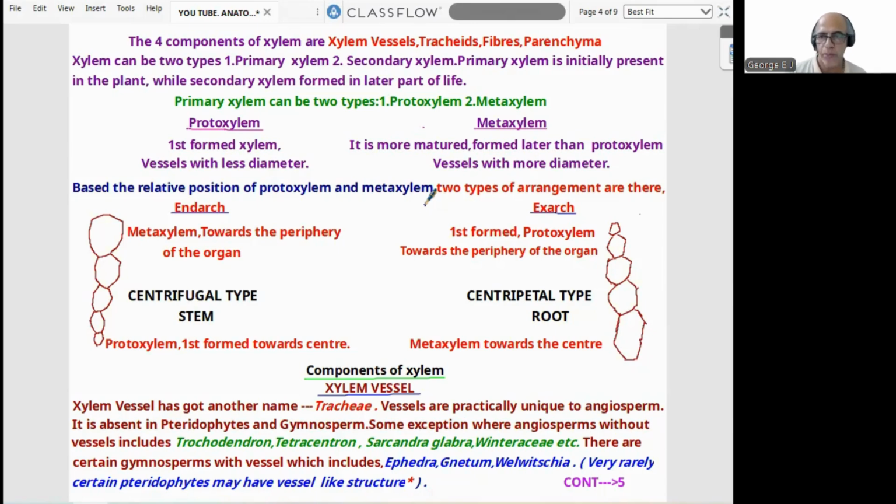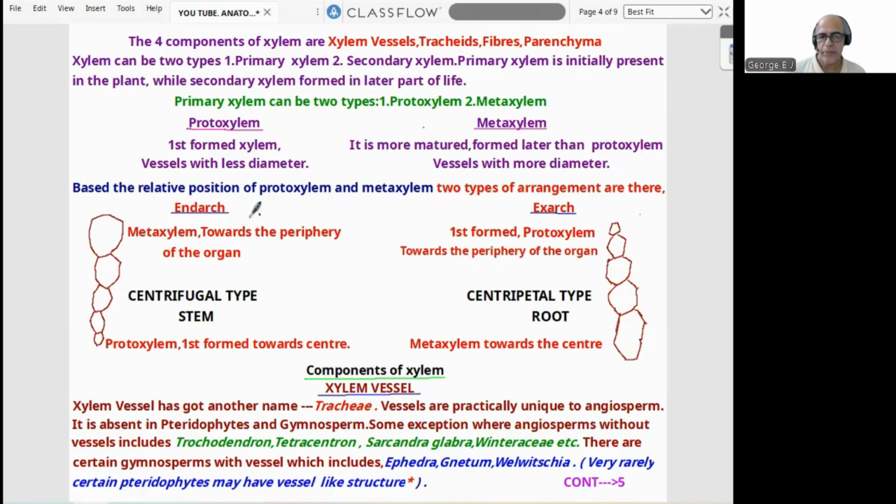Primary xylem again can be of two types: protoxylem and metaxylem. Protoxylem means the first formed xylem, with vessels of less diameter. Metaxylem is the more mature form, later than protoxylem, with vessels of more diameter. Based on the relative position of protoxylem and metaxylem, two types of arrangement are there. That is an important item for theory and practical. Even though we do not observe it this way in NCERT, it can be observed in sections.